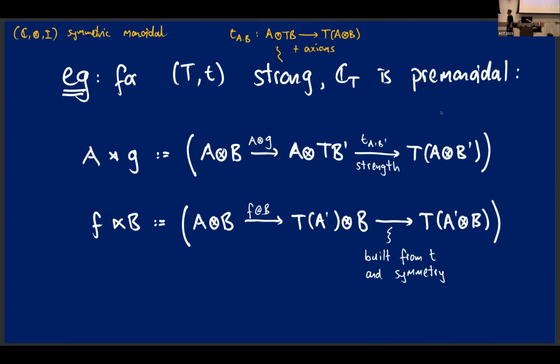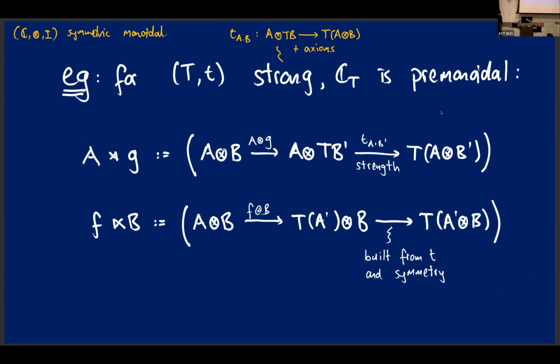And the motivating example for this, if you're familiar with Haskell or with the interpretation of programming languages using strong monads, this fits into this framework. Okay, so a strong monad is a monad T equipped with strength, which is that natural transformation at the top, A tensor TB into T of A tensor B, which satisfies some axioms. If you have this structure on a symmetric monoidal category, the Kleisli category is premonoidal.